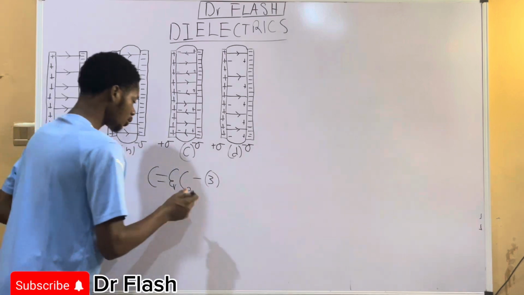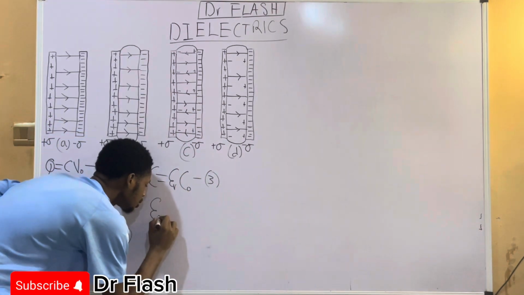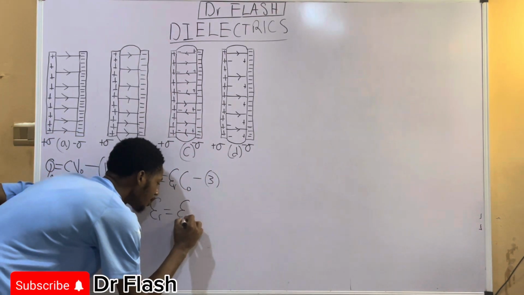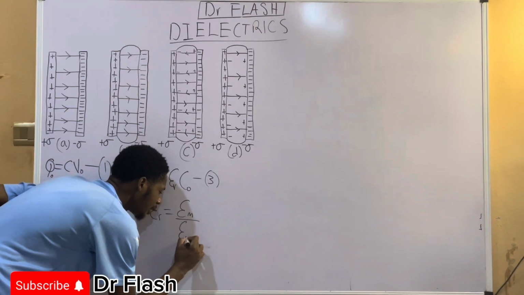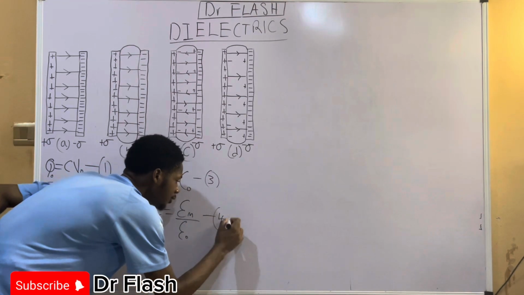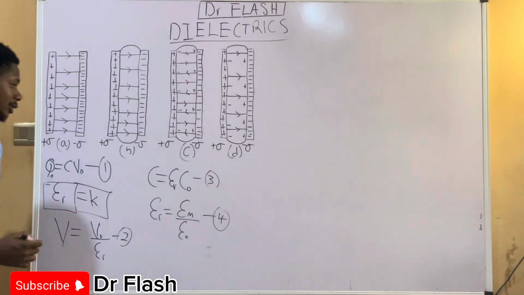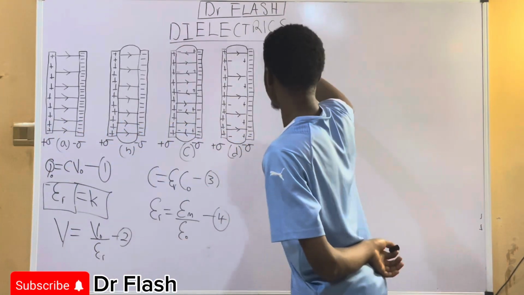That is also important to take note of. The general formula for relative permittivity, I'm going to write it here and call it equation 4. Okay, I'm going to say relative permittivity, of which we know is the permittivity of the medium divided by the permittivity of free space. Okay, that is another useful equation. Now I'm going to come here and take the other ones.